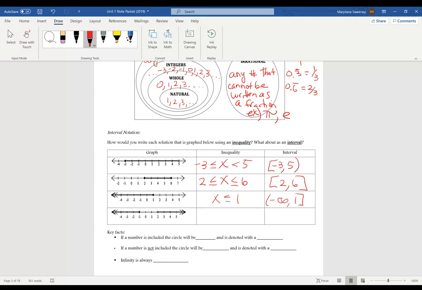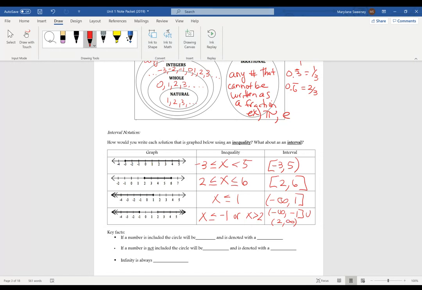Next one, we've got arrows in 2 directions. So we are going to have an or. So this is x is less than or equal to -1, or x is greater than 2. So that would be -infinity to -1, hard bracket, union, and then soft bracket 2 to infinity.